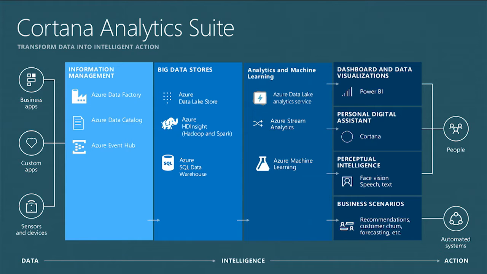And finally, you have the consumption, which is either people or systems. People can consume it through dashboards in Power BI, or use natural language queries using Cortana, and also use perceptual APIs like face APIs or vision APIs, speech APIs, and text APIs. And automated systems can use the APIs that we provide for recommendations, churn, and forecasting.